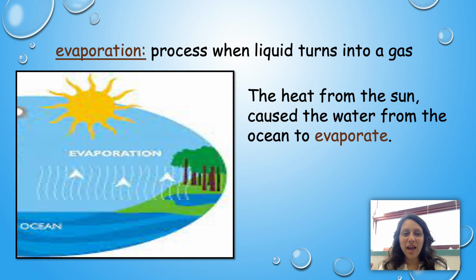So why is this happening? Because the sun is so hot that some of that water from the ocean is moving upwards. It turned to gas and it's moving upwards into the sky. All right, now it's your turn. Try to use evaporation in a sentence.